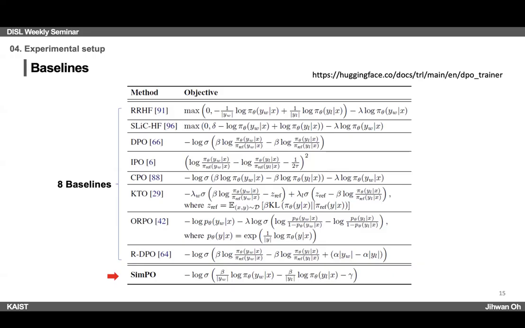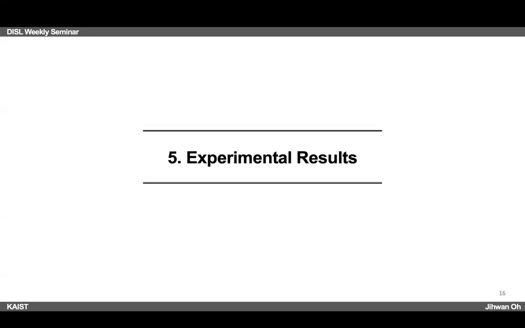We can easily implement this preference optimization method using the open source library. The link is posted here on the top. Now let's see the experiment result.